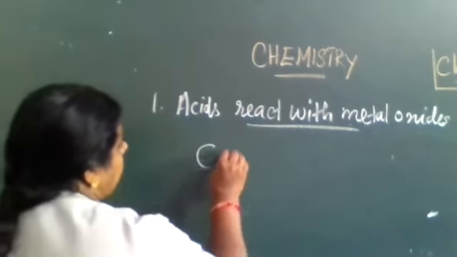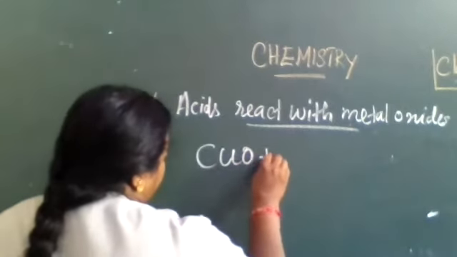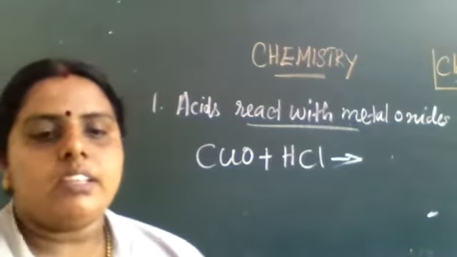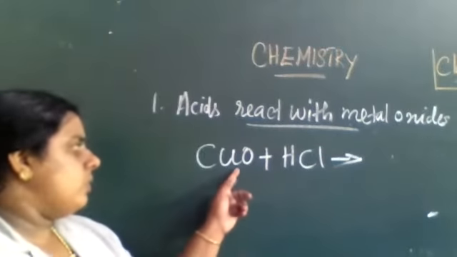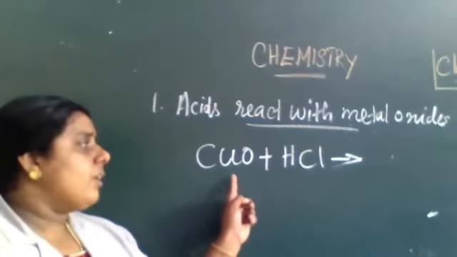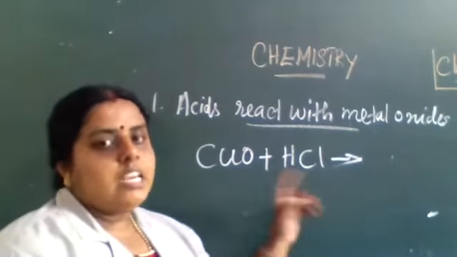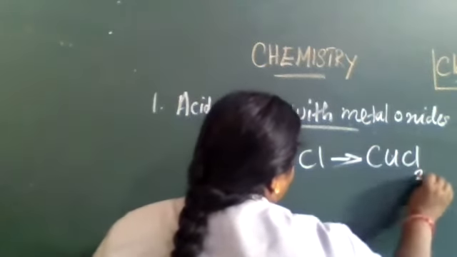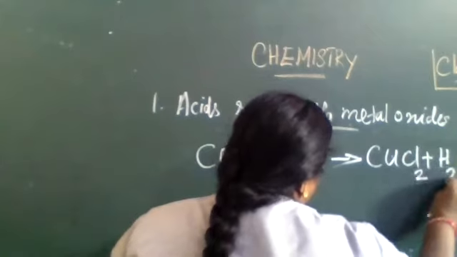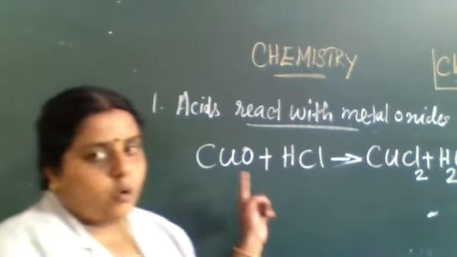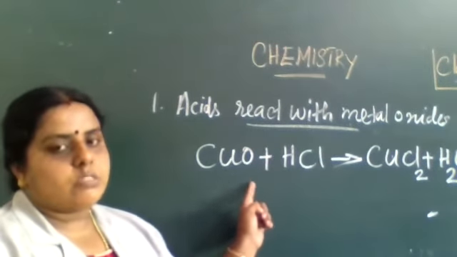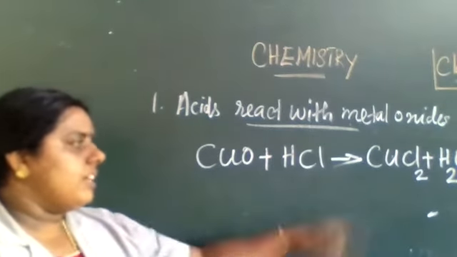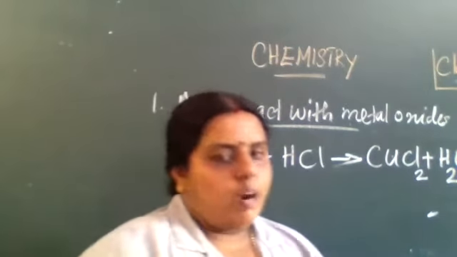Another example, CuO, that is copper oxide, reacts with HCl. Copper reacts with oxygen to form copper oxide. Copper oxide reacts with HCl. We get copper chloride, that is CuCl2 plus H2O. Copper chloride and water.